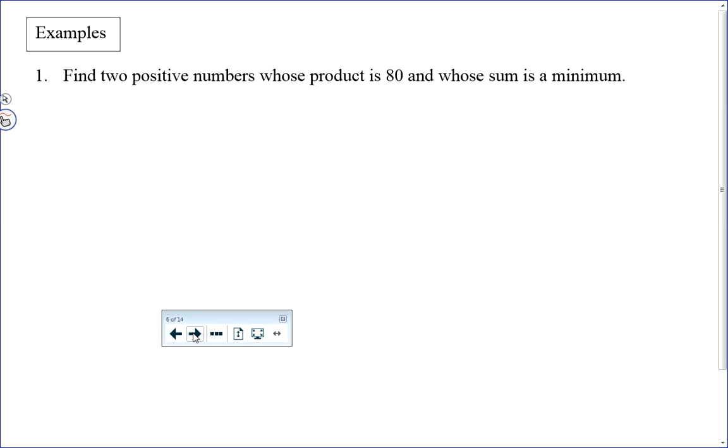The first example says find two positive numbers whose product is 80. And I want to stop right there and define the two numbers as being A. A is the first number. I would stay away from using variables of x and y, to be perfectly honest. And B is the second number. And you're told that the product of these numbers is 80. So AB equals 80. And this is a very important relationship here.